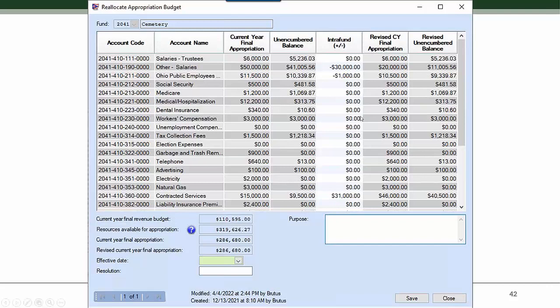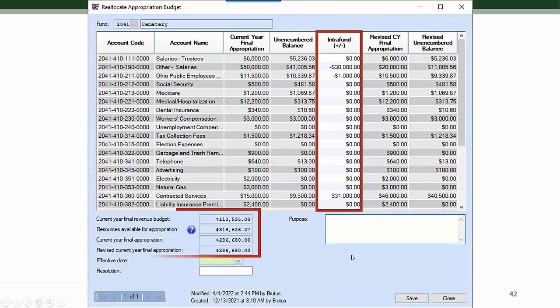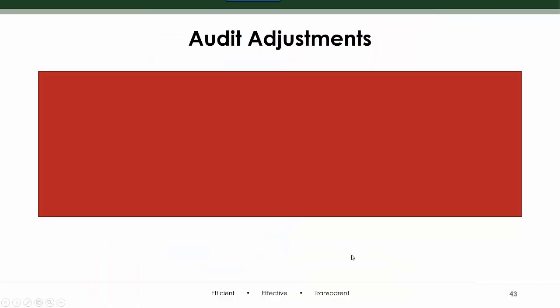So you can date this the meeting date. If you're reallocating within your legal level of control, you can date it today. But if it needs to be approved at a meeting, and the payment is going to be dated the date of the meeting, or the purchase order is going to be added at the meeting, then you want your effective date to be the meeting date. So you notice that because all of my negatives are equal to all of my positives, my current year final and my revised current year final are identical figures. I did not change the total appropriations. So ta-da, and moving on.